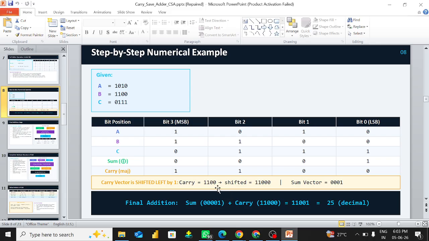Before thinking about this line, just manually add this. So what answer are you going to get? What is the decimal value of this binary value? A value will be 10, right? B means 12. C is nothing but 7, right? So eventually if you add everything, you're going to get 29, right? The answer is 29.